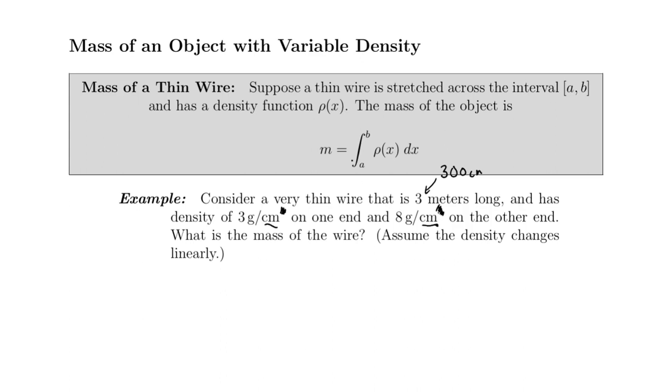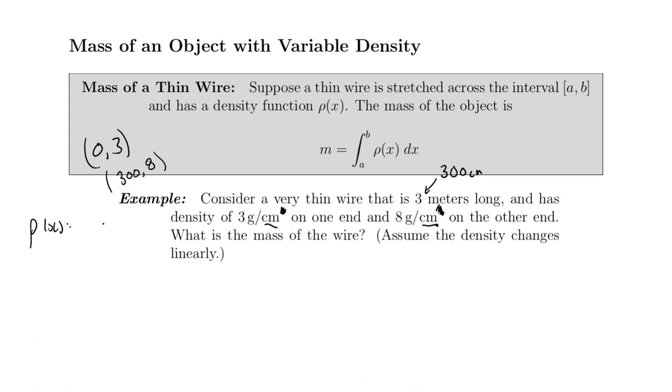And what we're going to do is assume the density changes linearly. So what we need to do is try and figure out what the density function is. Well, if it changes linearly, then our density function is going to be this kind of mx plus b type of situation. But what I'm going to do is say we have 2 points, right? We have a point at 0 with our density being 3, and we have a point at 300 at the end of our wire with our density being 8. And so what we can do is find a slope, and then there's our y-intercept.